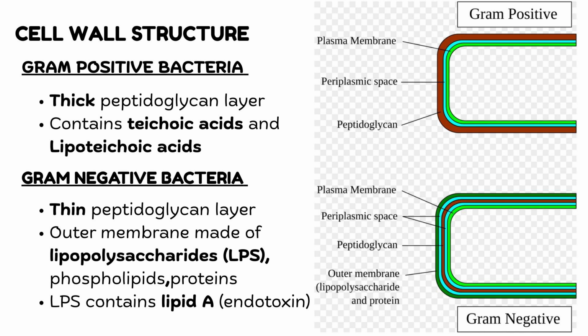Gram-negative bacteria have a thin peptidoglycan layer, which is 7 to 8 nanometers thick. They possess an outer membrane made of lipopolysaccharides, phospholipids and proteins. Lipopolysaccharide contains lipid A, which acts as an endotoxin contributing to fever and shock in infections.